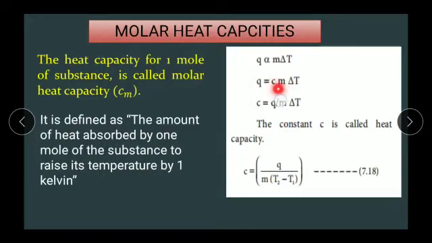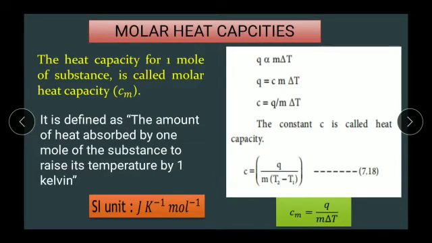So Q is equal to C into m ΔT. Then C is equal to Q by m ΔT. We bring the C to the left-hand side, so Q by m ΔT. The constant C is called heat capacity. Then C is equal to Q by m (T2 minus T1). Cm is equal to Q by m ΔT. The SI unit is Joule per Kelvin per mole.